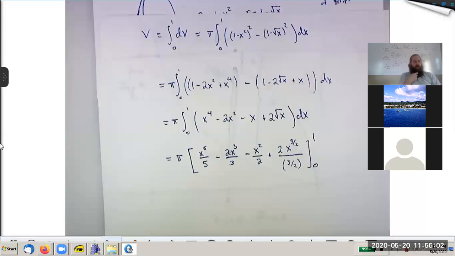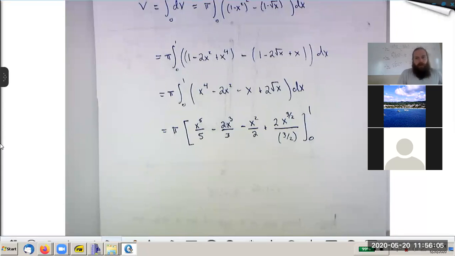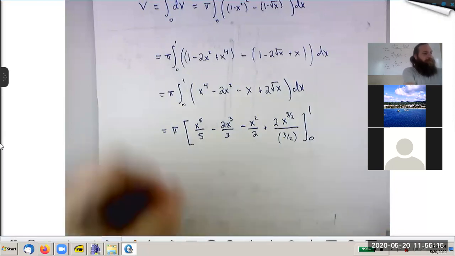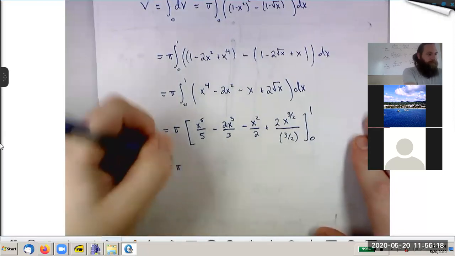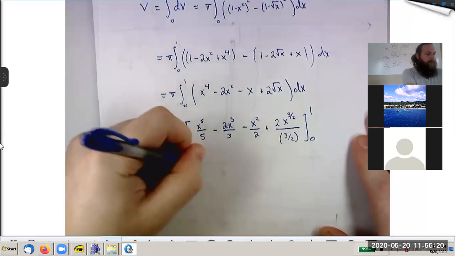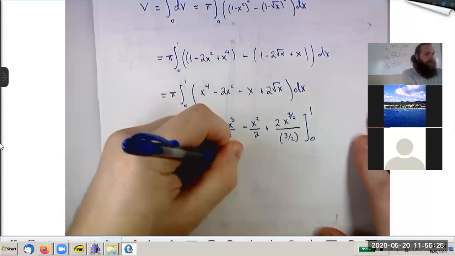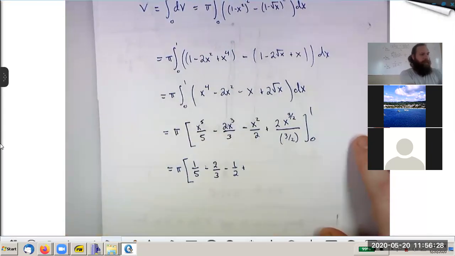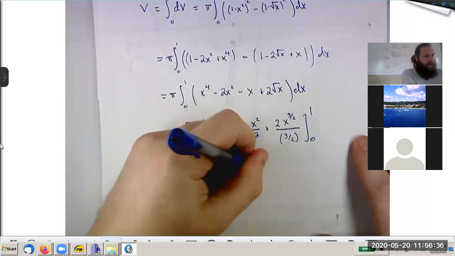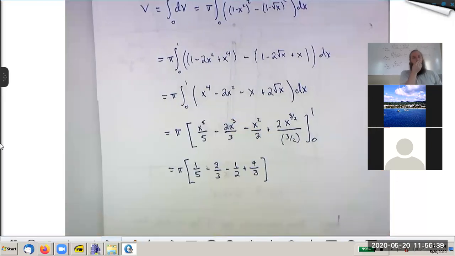Conveniently, all of these are equal to 0 when you plug in x equals 0. So I don't need to worry about any contribution from the lower limit. Also, quite conveniently, plugging in 1 doesn't require any careful computation. So this is pi times 1/5 minus 2/3 minus 1/2 plus, when I plug 1 into this expression, I get 2 divided by 3/2. That's 4/3. So that's what we get.